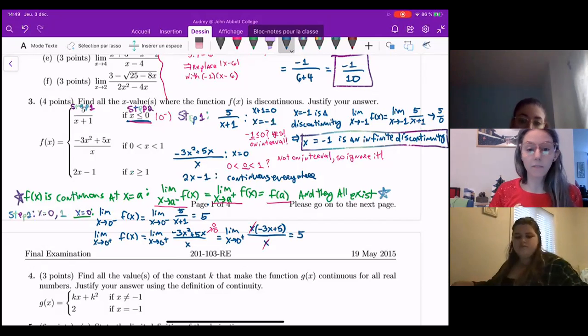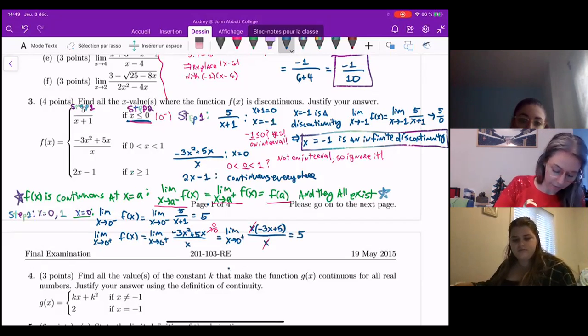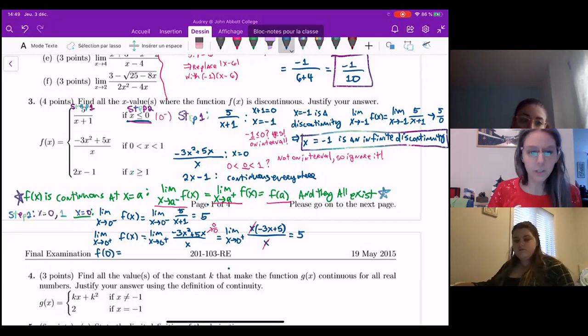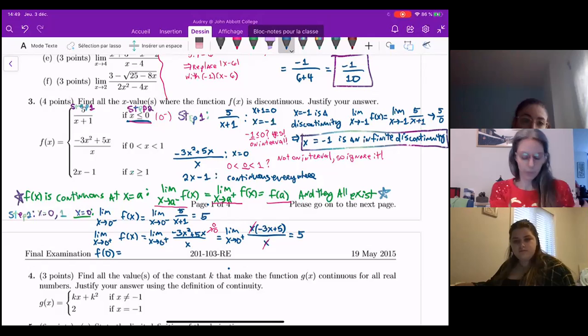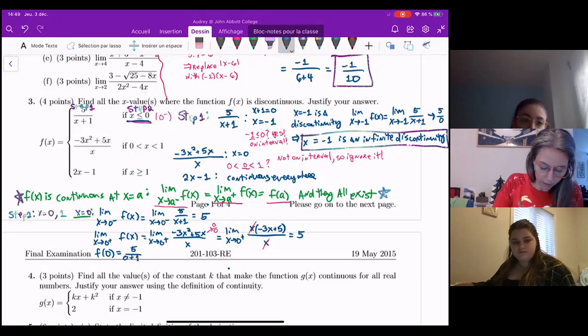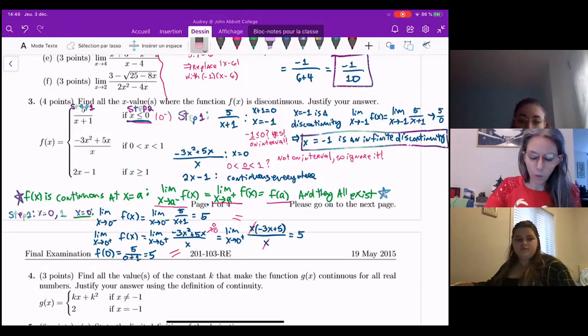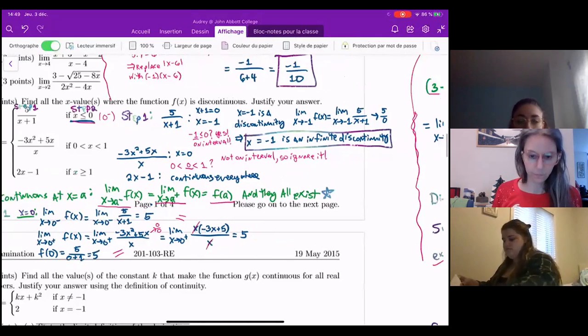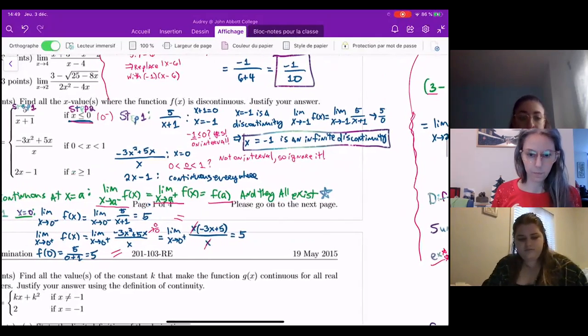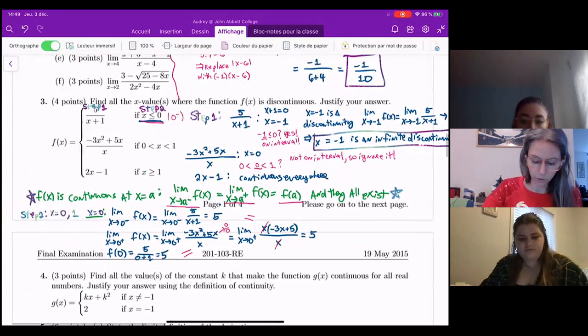No. So I got that my left-handed and my right-handed limits are the same. What else do I need to do here? Evaluate f of a, in this case f of 0. Which function do I go to for f of 0? Good job. So I'm like 5 over 0 plus 1 is equal to 5. Are all three of these things equal to each other? Yes. So what's my conclusion about x equals 0? You got it. It's continuous at x equals 0.